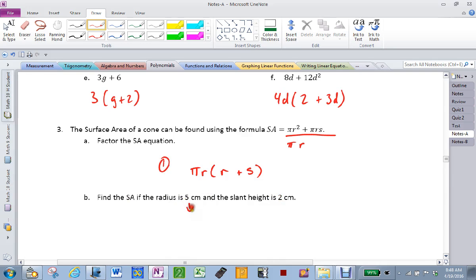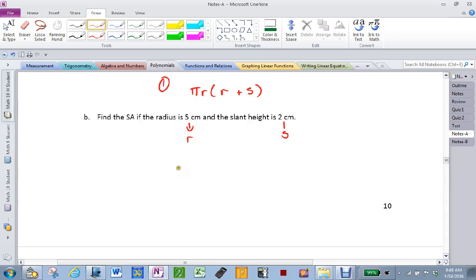Now find the surface area if the radius is 5 and the slant height is 2. Radius is what? R. Slant height 2 is S. And then you just fill it in. Pi times 5 times 5 plus 2, which is, of course, 35 pi. With no calculator at all. Yeah?